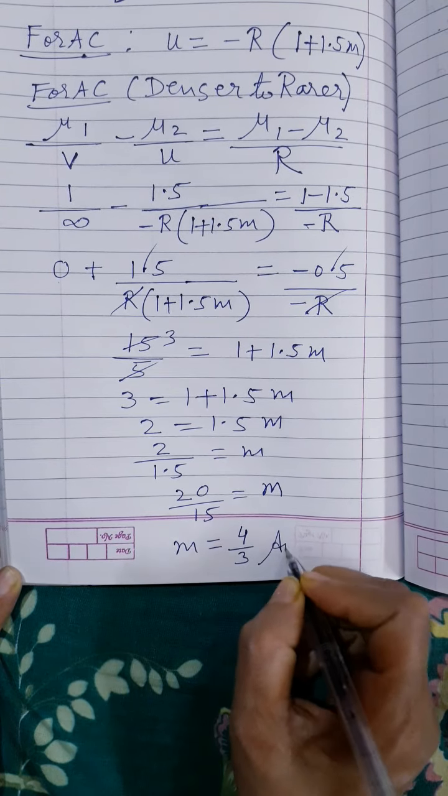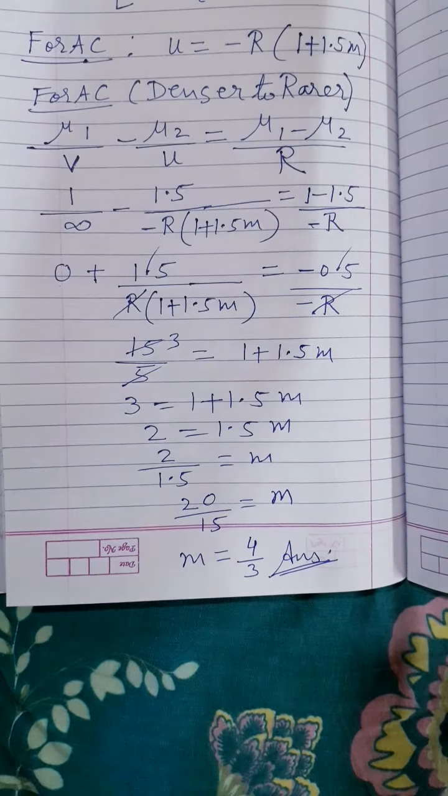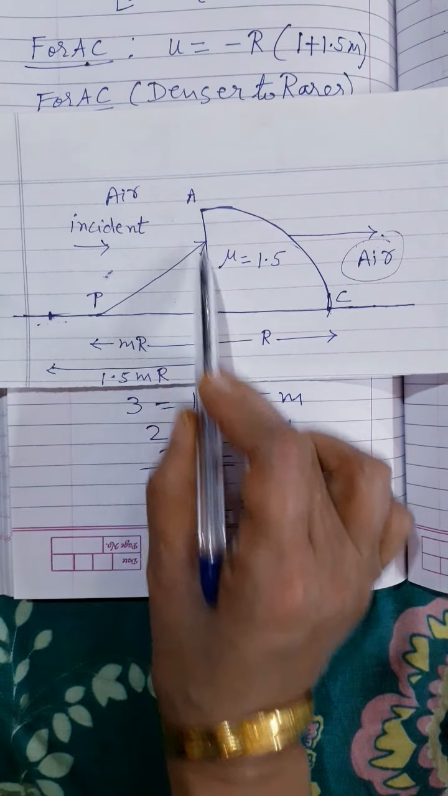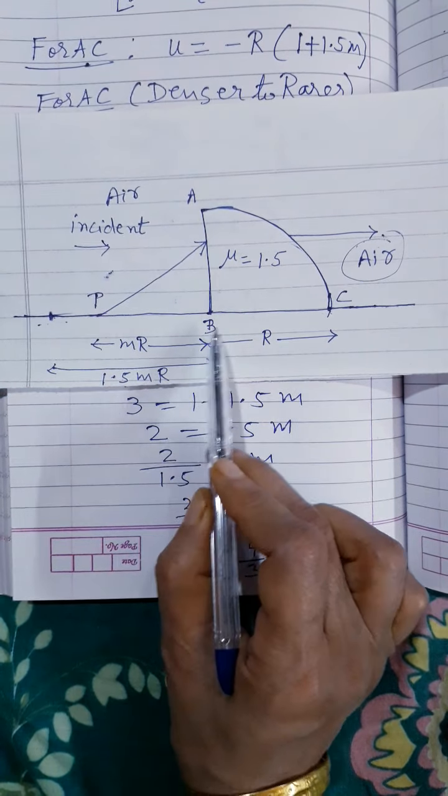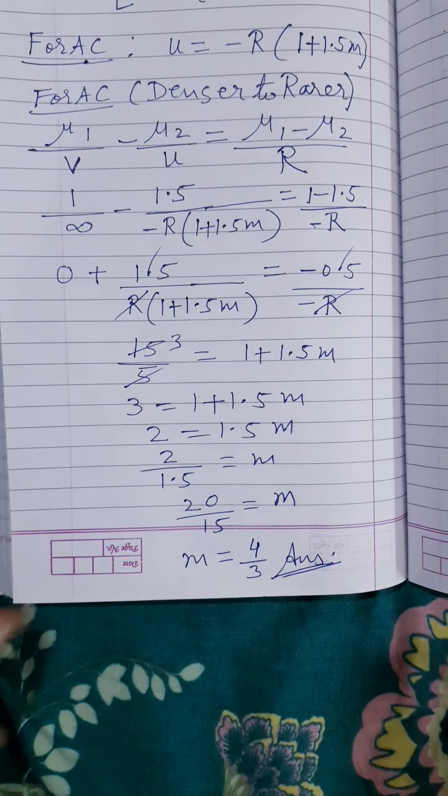तो आपको आंसर में क्वेश्चन में यही निकालना था, वैल्यू ऑफ m. सो दिस वाज योर डायग्राम. यू कैन हैव अ लुक. ये जो mr आपको वैल्यू दे रखा था u का फॉर द सरफेस AB, इसमें से आपको m का वैल्यू फाइंड करना था. सो 4/3 इज द आंसर.